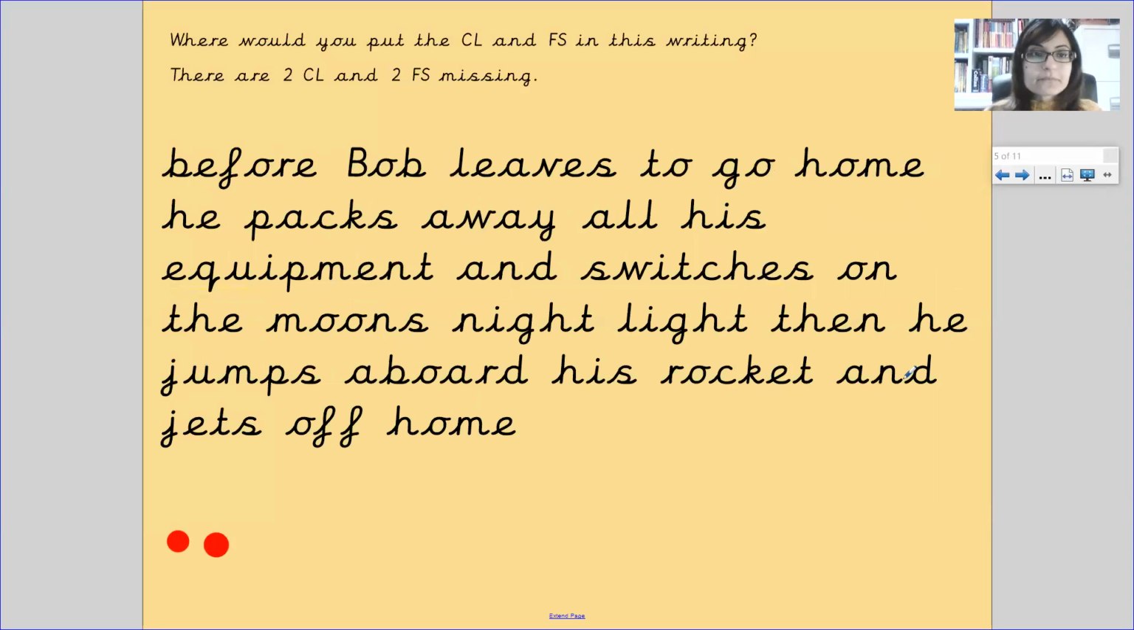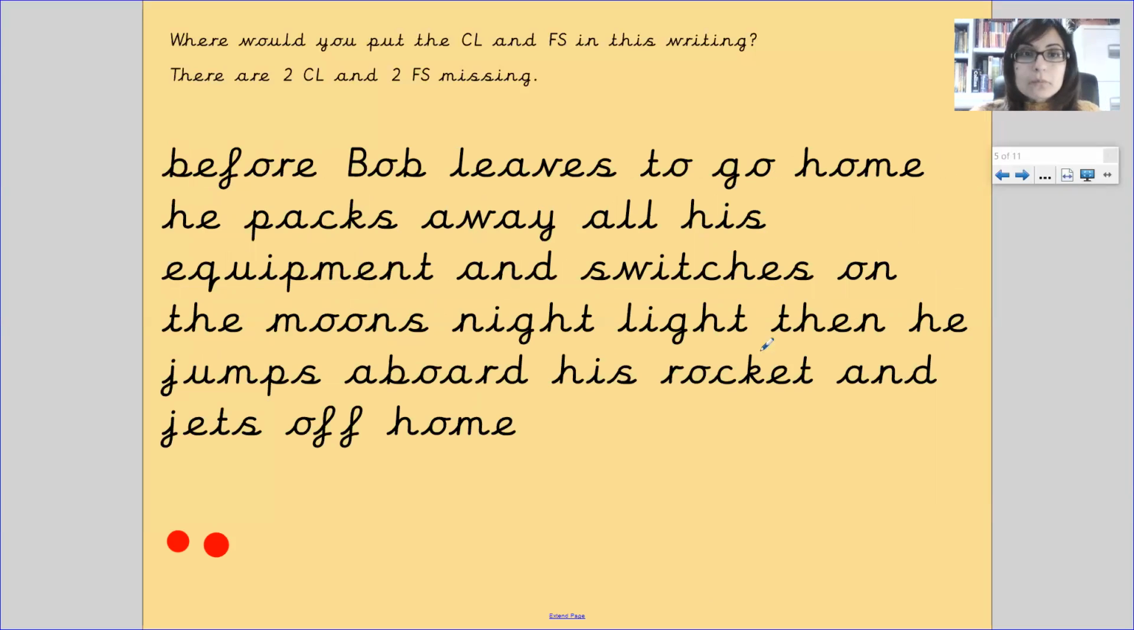One more to go. Again, this one's got 2 capital letters and 2 full stops missing. Start again. Before Bob leaves to go home, he packs away all his equipment and switches on the moon's light. Then he jumps aboard his rocket and jets off home. Oh, that was a long sentence.